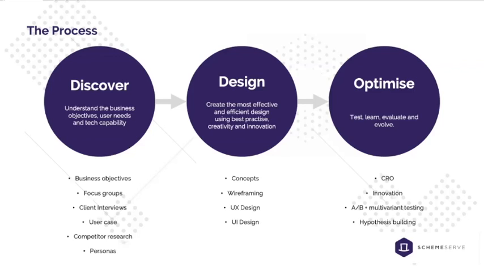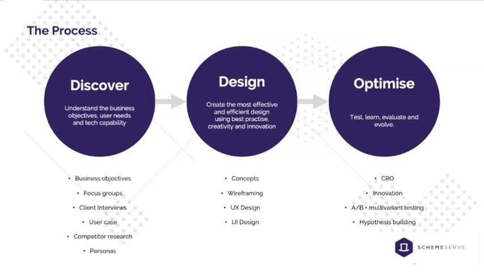Once we've finished the design phase and we're ready to ship the solution, we move on to the optimize stage. Now, design work should never really be finished. UX and UI work should never be completely done where it's never looked at again. The optimize phase is where we test, learn, evaluate, and evolve. So this is where we use things like conversion rate optimization to test variations of the site against each other. We're always looking to continually improve the site, to continually improve the design.